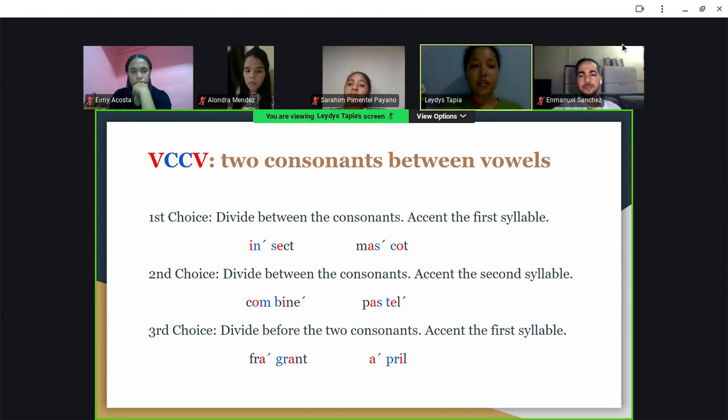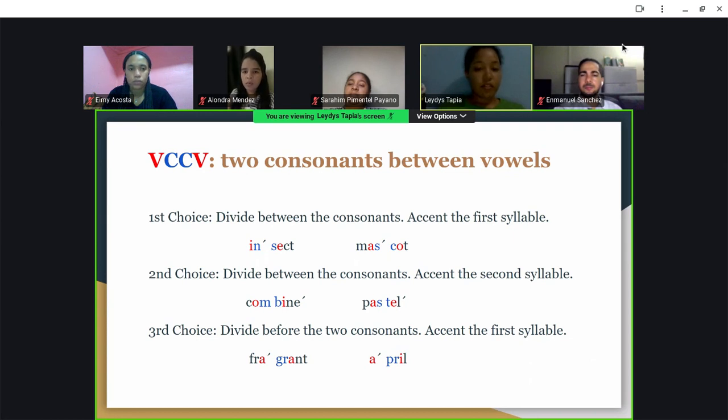So, the first one is going to be VCCV, two consonants between vowels. So, we have three choices. First one being to divide between the consonants and to place the accent on the first syllable. For example, we have insect, mascot.